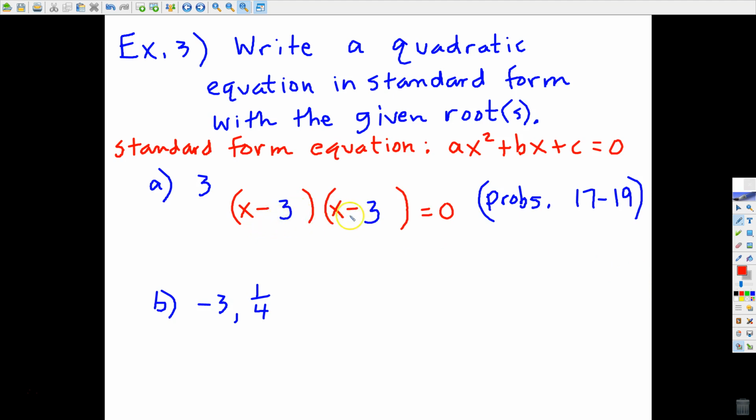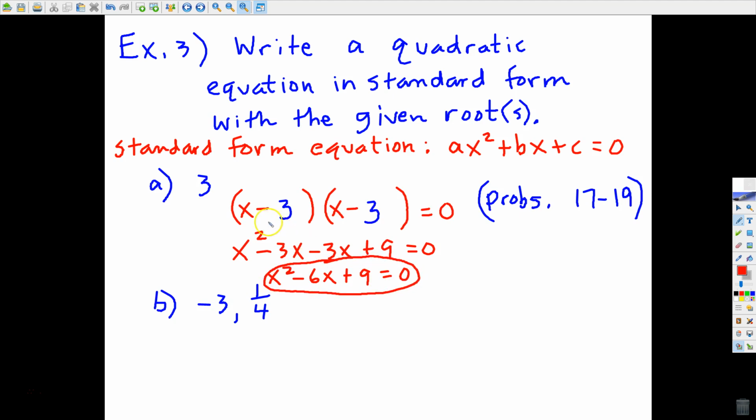Okay, well now let's use FOIL so that we can end up with our standard form equation. So using FOIL, we're going to get x squared minus 3x minus 3x plus 9 equals 0, and then combining like terms, we're going to get x squared minus 6x plus 9 equals 0. And that is your final answer. But it all starts with 2 binomials, both of them minus, and you just drop in the number that you're given. Okay, let's do letter B.